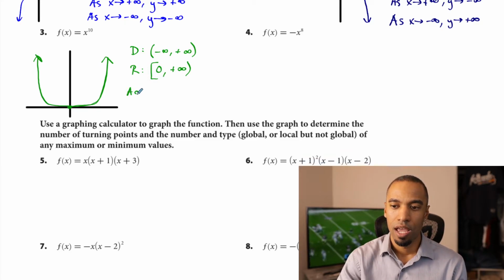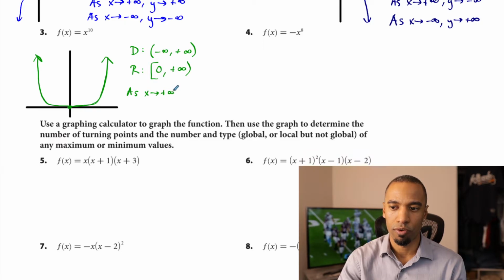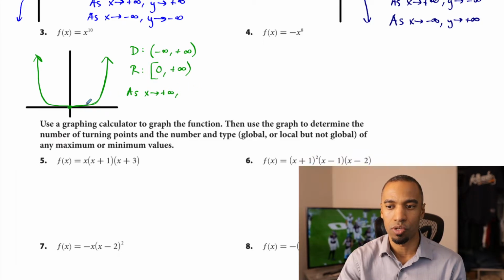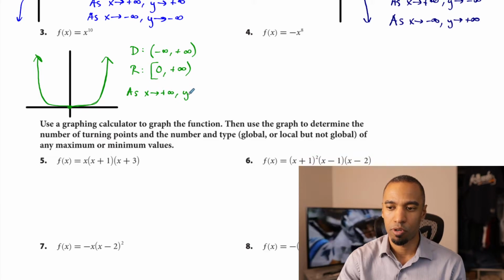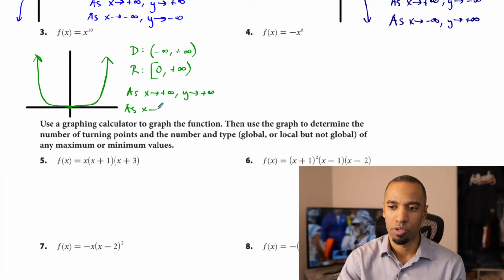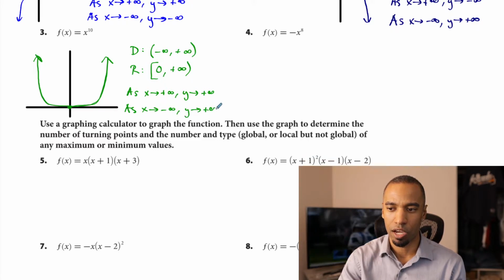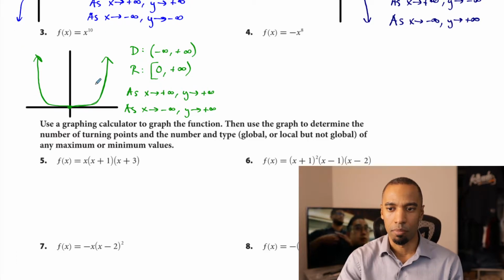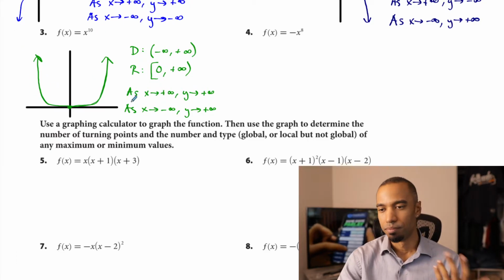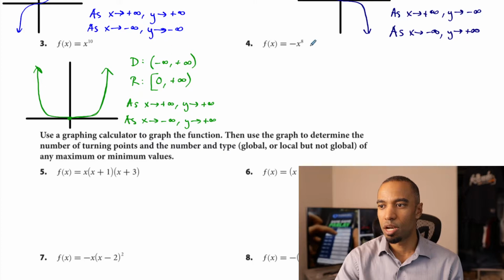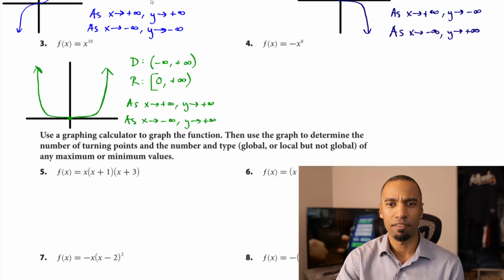End behavior, when we go forever right, we go forever up. And when we go forever left, we go forever up. So you can tell here, right and up. As x approaches positive infinity, y approaches positive infinity. And as x approaches negative infinity, y also approaches positive infinity. It goes naturally up in both directions as we go forever left and right. There's the end behavior. And lastly, number 4, we have f of x equals negative x to the 8th power.